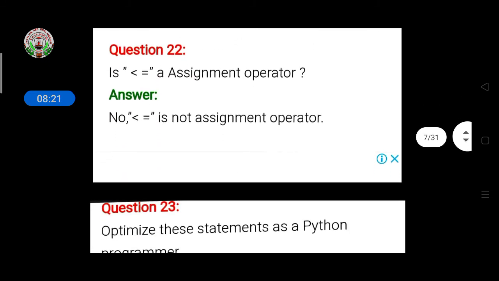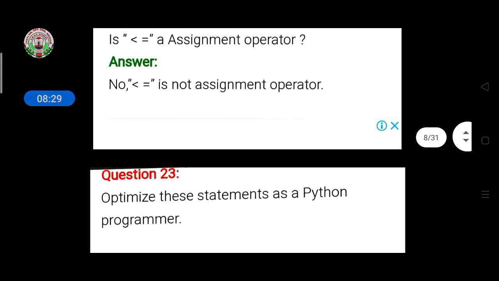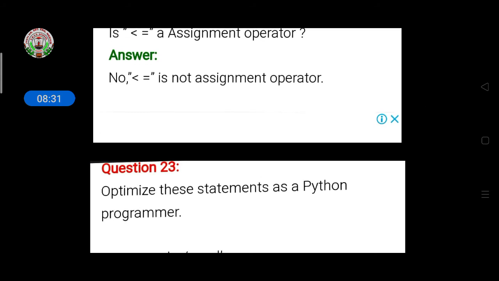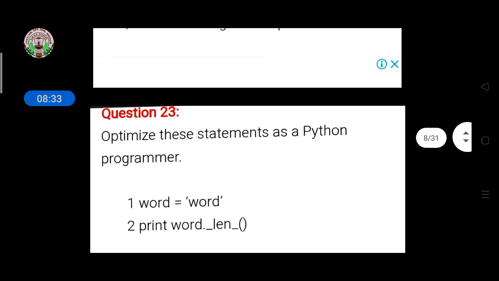Then here it is given, is this an assignment operator? So it is not an assignment operator. Equal to, greater than, smaller than, smaller than equal to, greater than equal to are not assignment operators.